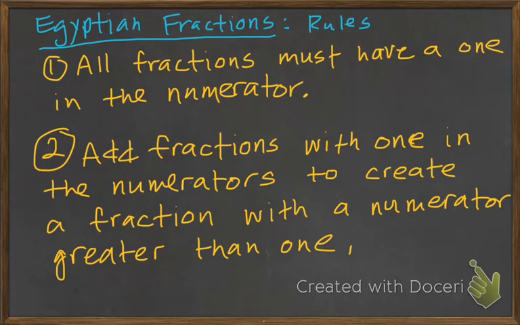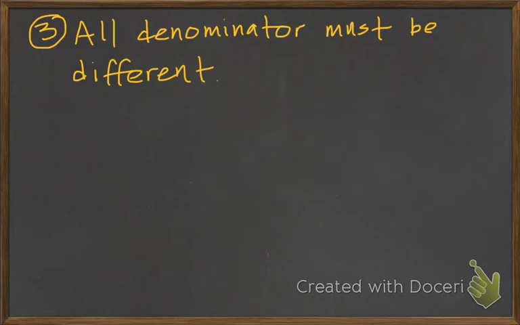So when we encounter, which is what our work is like, a fraction that doesn't have a 1 in the numerator, we have to add fractions that do have 1s in the numerator to make the new fraction. Finally, the third rule is all denominators must be different. So I can't just say 2/3 is 1/3 plus 1/3. We have to actually have different denominators.